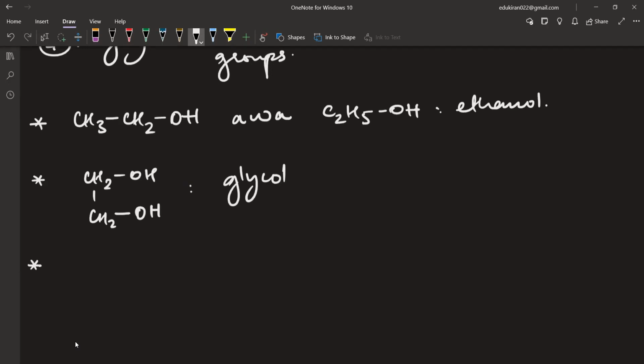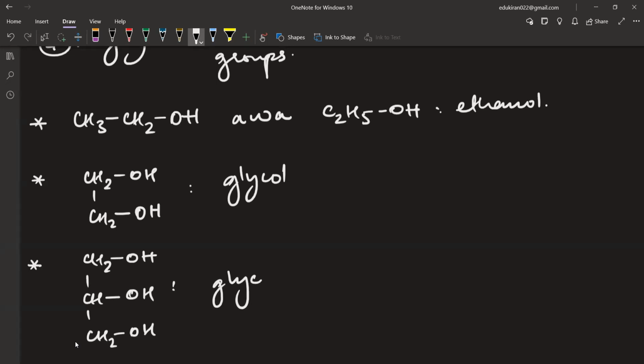Now, there is another which has 3 carbon atoms: CH2OH, CHOH, CH2OH. This is glycerol.